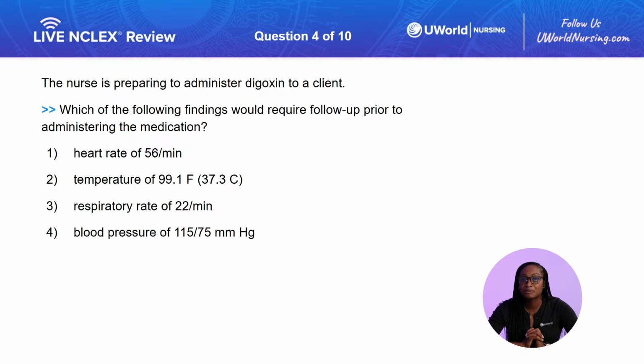Question number 4, the nurse is preparing to administer digoxin to a client. Which of the following findings would require follow-up prior to administering the medication? So this is an analyzing type of question. What do you know about digoxin and what it can do for you? Option 1, heart rate of 56 beats per minute. Option 2, temperature of 99.1. Option 3, respiratory rate of 22 breaths per minute, or option 4, blood pressure of 115/75. Let me know what you guys think.